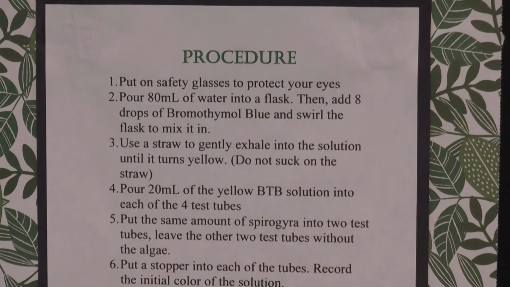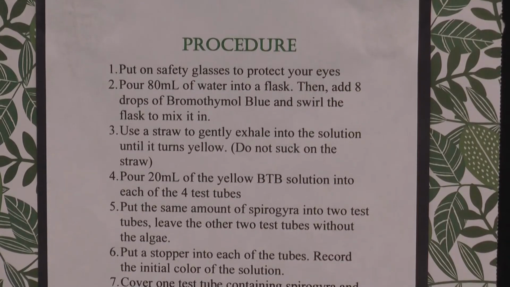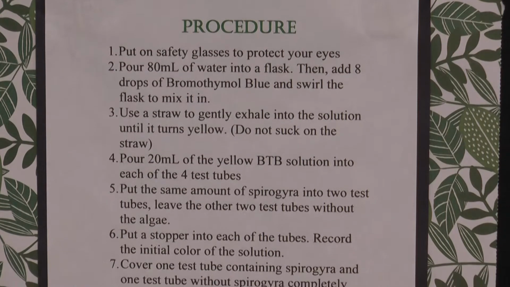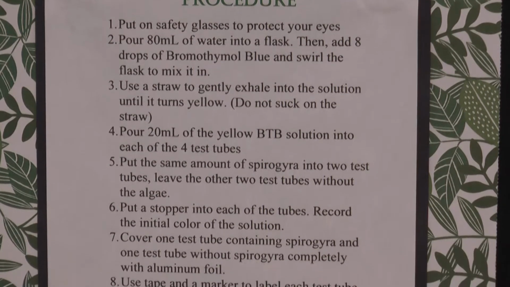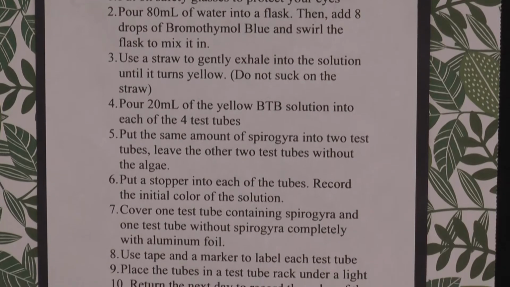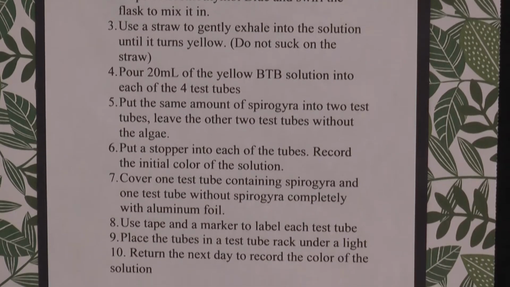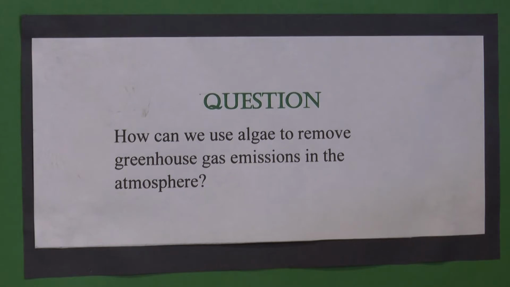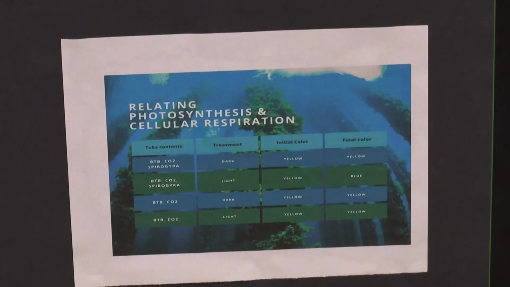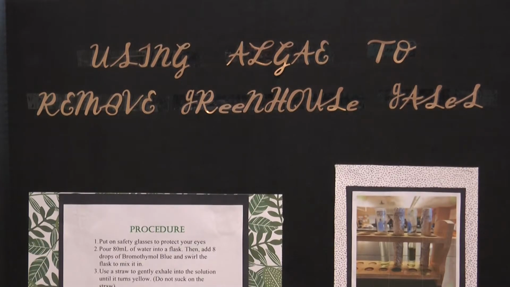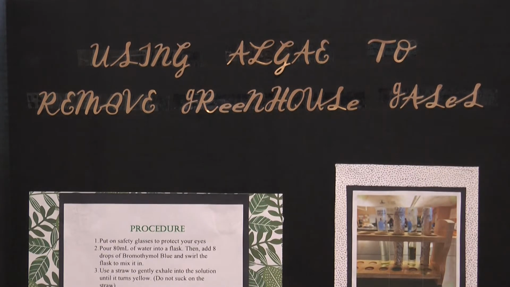So my procedures were, I first poured 80 milliliters of water into a flask, and then I put 8 drops of bromothymol blue solution into the water. Bromothymol blue solution is a pH indicator, and it gives off a blue hue. After the indicator was in the water, I then, with the straw, gently exhaled into the solution, and the carbonic acid from my breath made the blue solution turn yellow. And after the solution was yellow, I then poured 20 milliliters of the water into 4 of the test tubes.